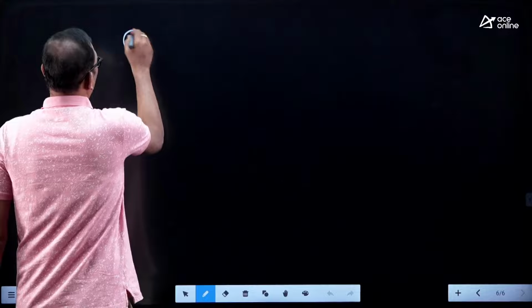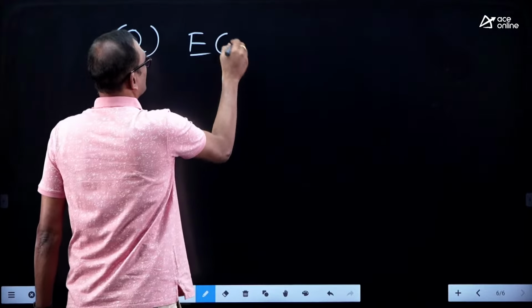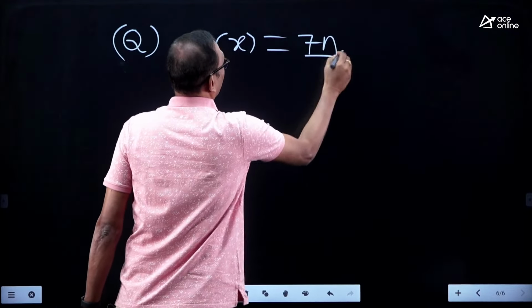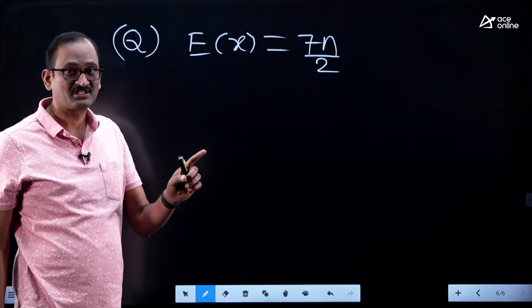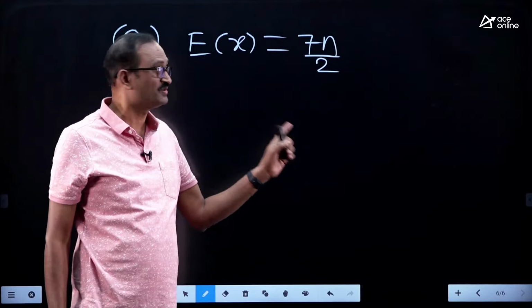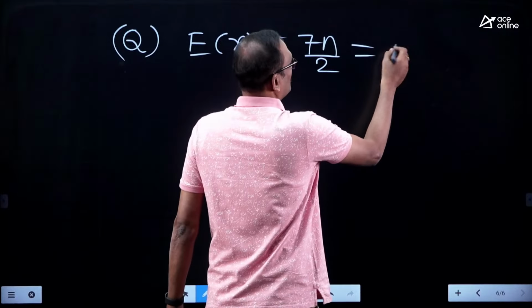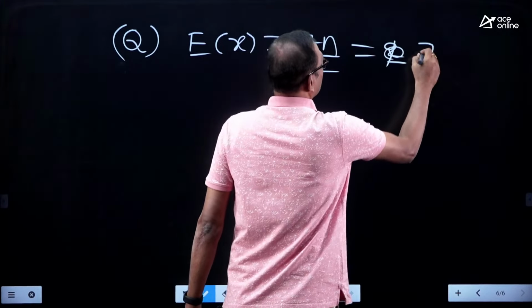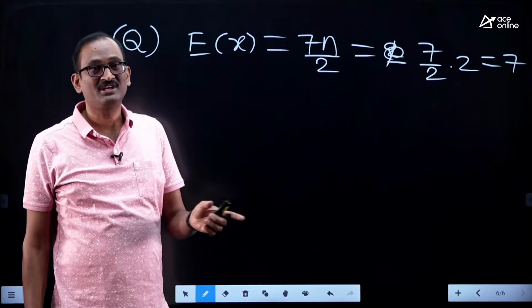Moreover, one question was asked like this in the GATE exam. Suppose 2 dice are thrown and the numbers on the 2 dice are summed. What is the expected value of the sum of the dots on 2 dice? It's a standard question, and the answer is 7n by 2, where n is the number of dice thrown. Here 2 dice are thrown, so it is 7 by 2 into 2, therefore 7. So the expected sum of the dots on 2 dice is simply 7.